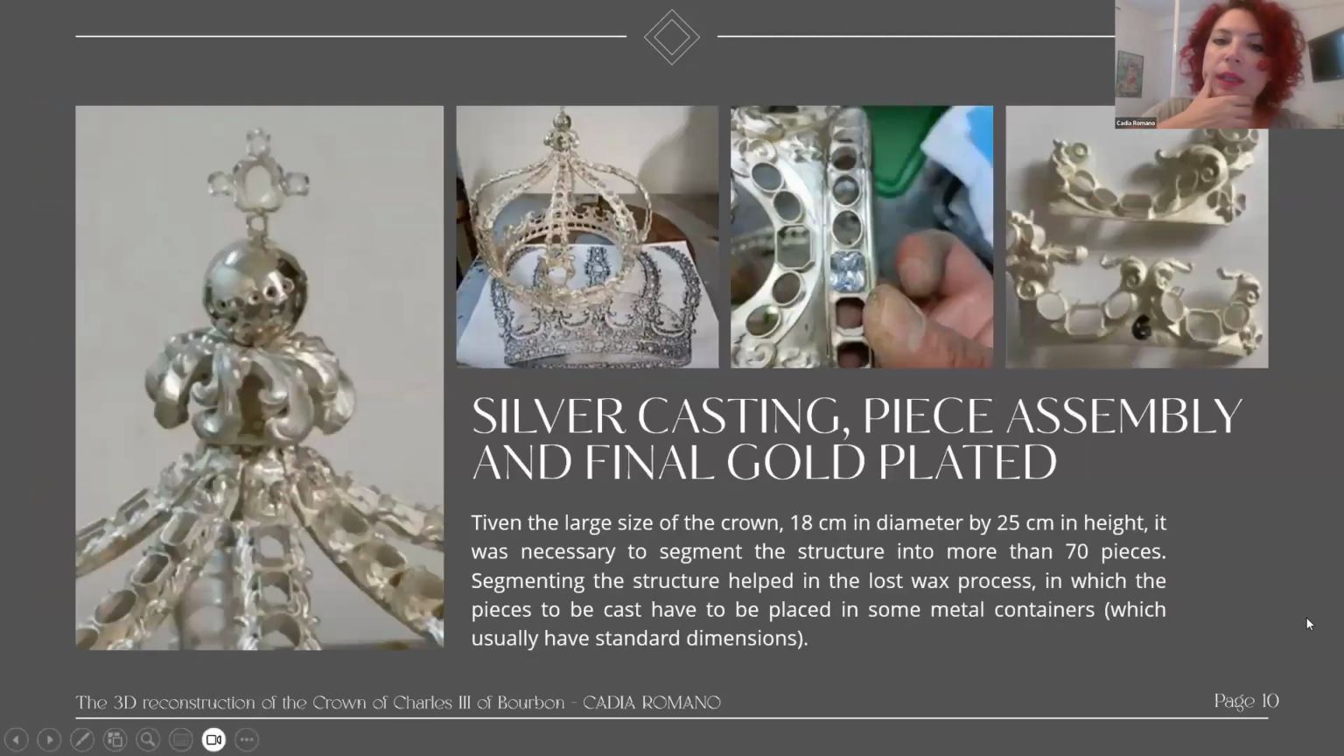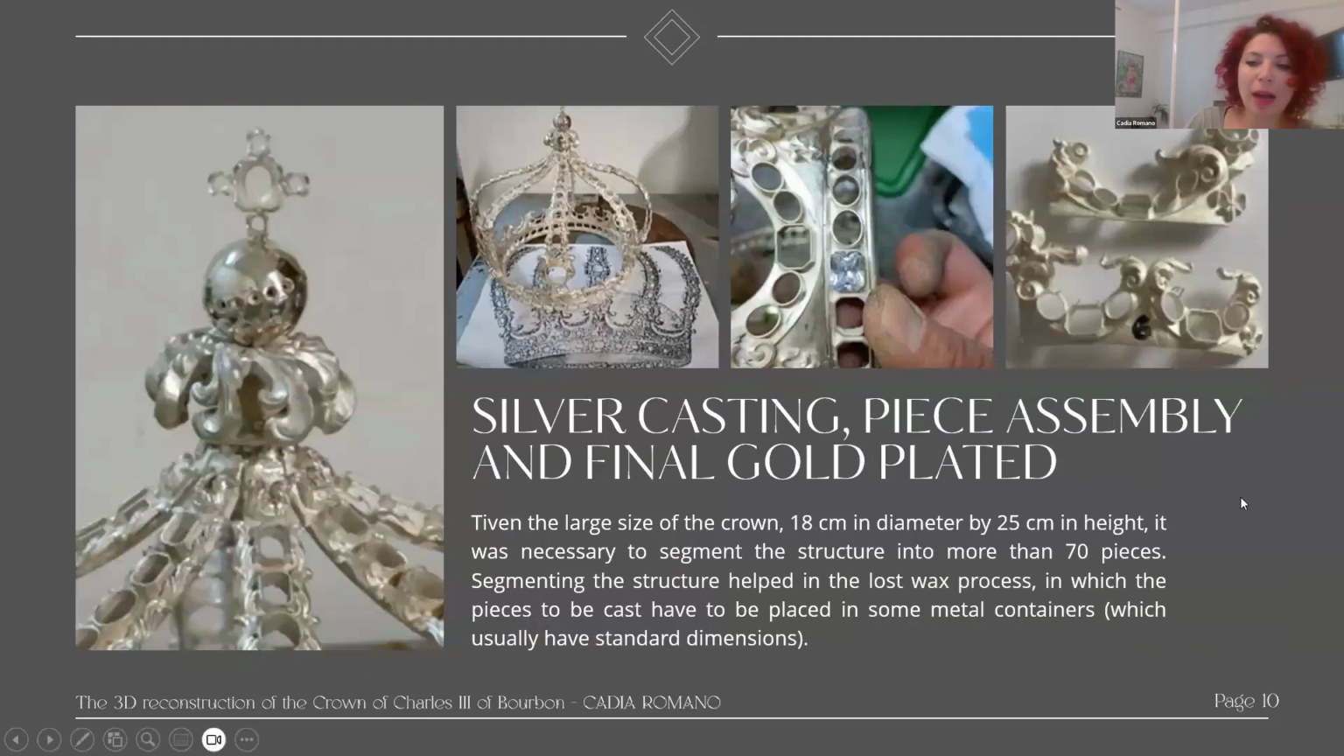This was what we had after the silver casting. All the elements that we printed with the 3D printer were cast in silver. We tried the interlocking mechanism to understand if all the pieces can match together.